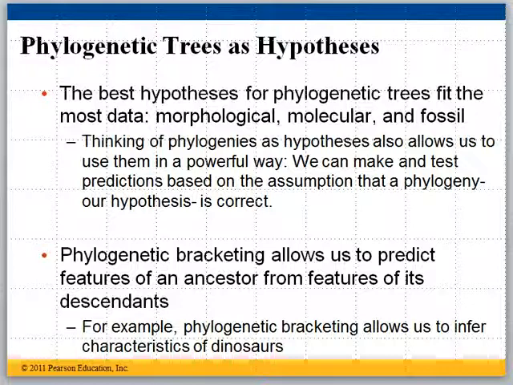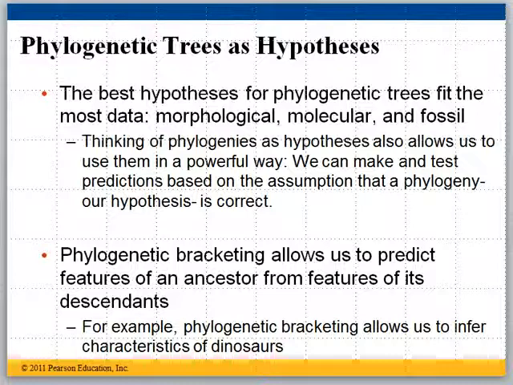There's something called phylogenetic bracketing, which allows us to predict features of an ancestor from features of its descendants. So we know, for example, that birds are descendants of dinosaurs. Well, we can look at some of the features of current birds, and we can extrapolate backwards to think, did the dinosaurs have a lot of the same features? Were those features present in birds today because they were present in an ancient ancestor that also parted off and became the dinosaurs? So that would allow us to infer characteristics of creatures that are no longer around based on the characteristics of their current descendants.